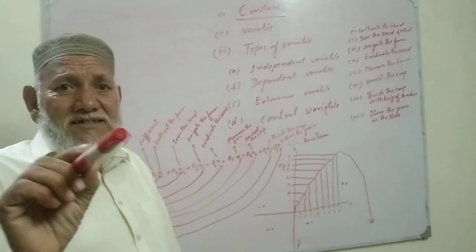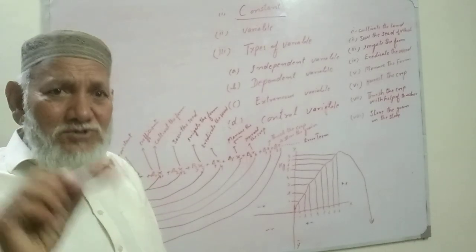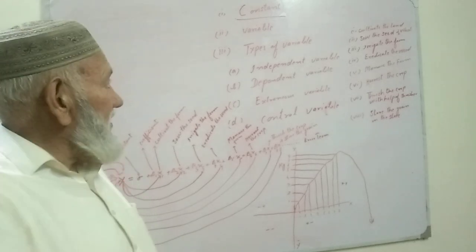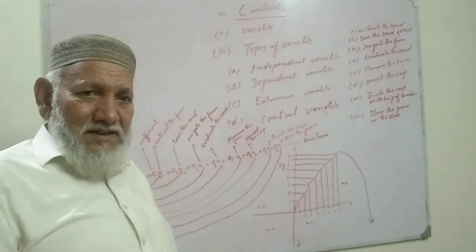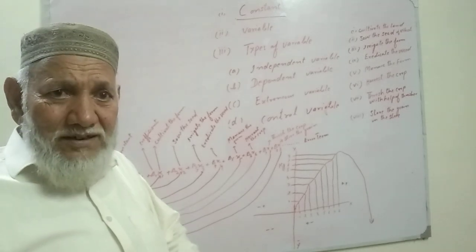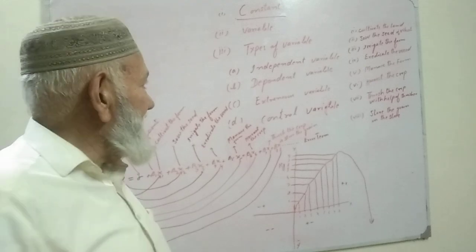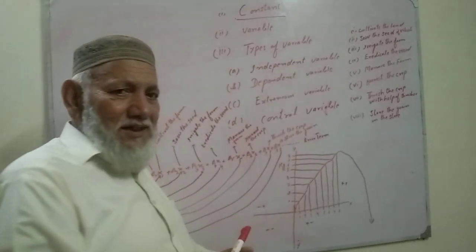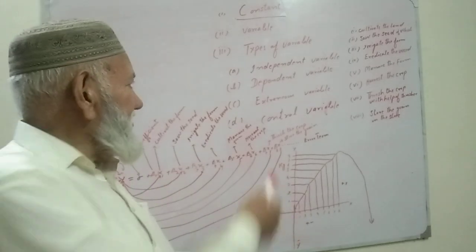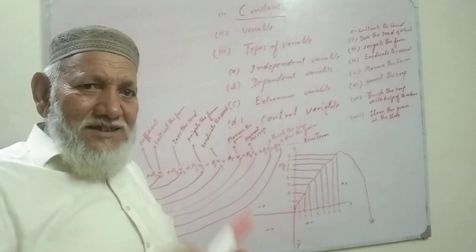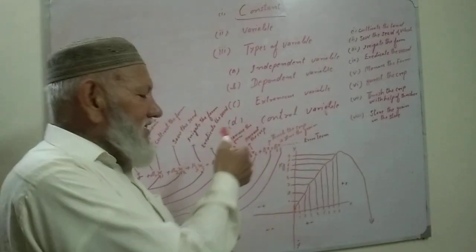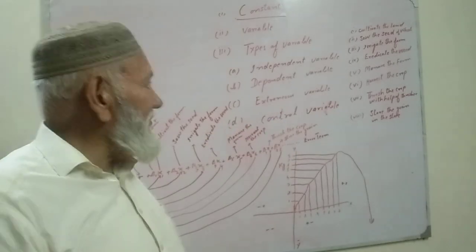Constant is that thing whose values are not changeable in the universe. The second one is variable, or that thing whose value is changeable in the universe, in the world. This is called the variable. The third one is types of variable. There are so many variables, but we will only discuss a few variables here. Among these variables, the independent variable, dependent variable, extraneous variable, and control variable come.